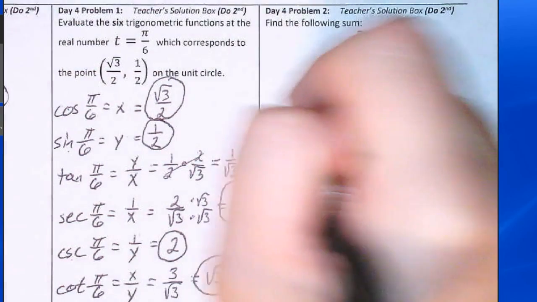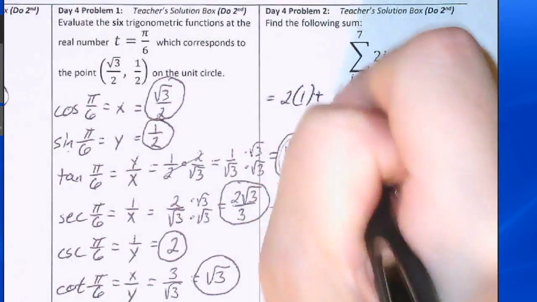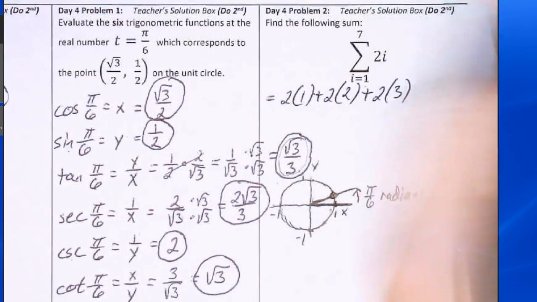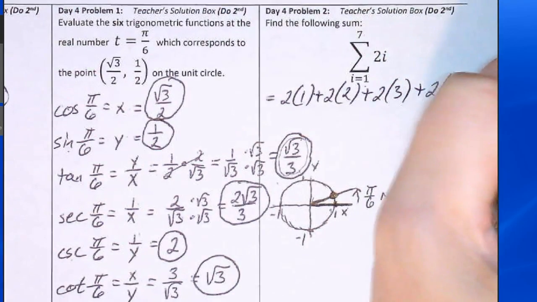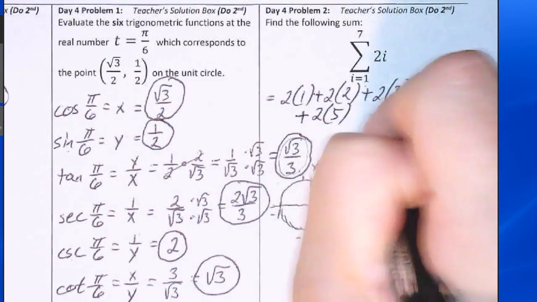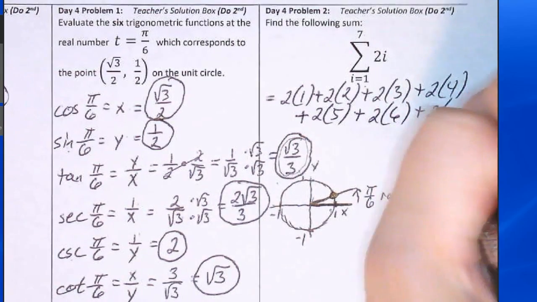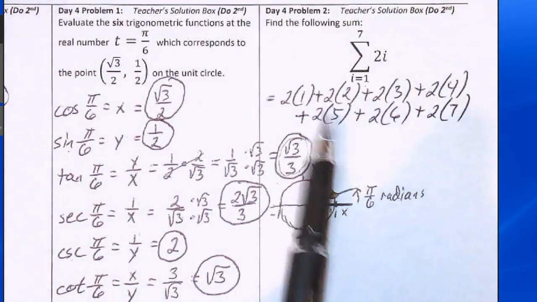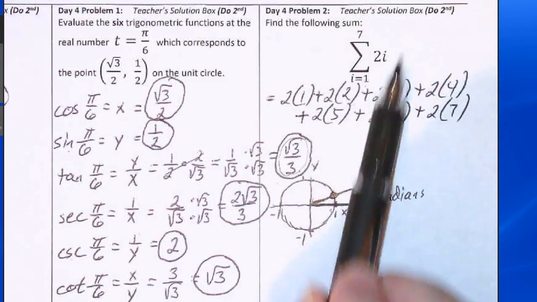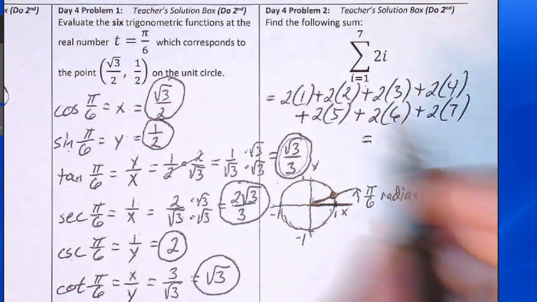The work would look like this. 2 times 1 plus 2 times 2 plus 2 times 3 plus 2 times 4 plus 2 times 5 plus 2 times 6 plus 2 times 7. This expanded expression is the meaning of this summation. The only thing left to do is to actually add this all up and get an answer.